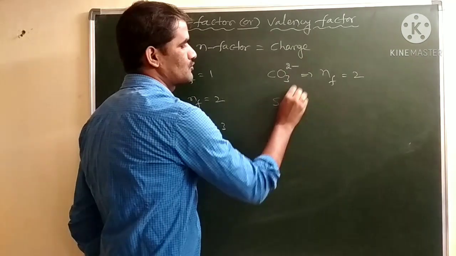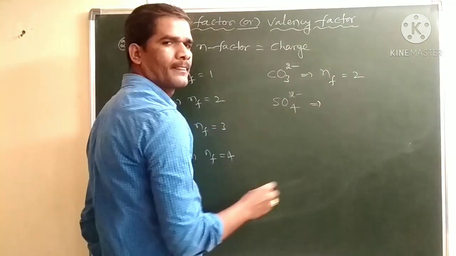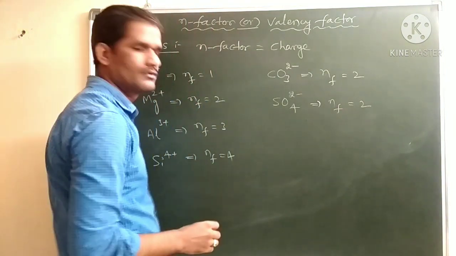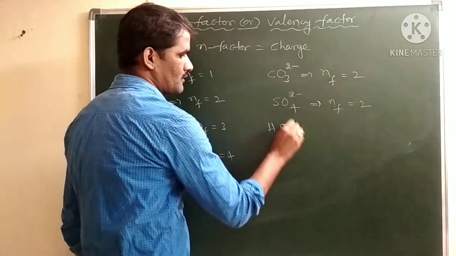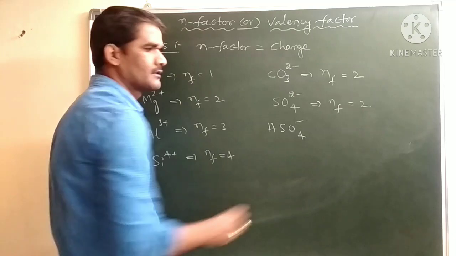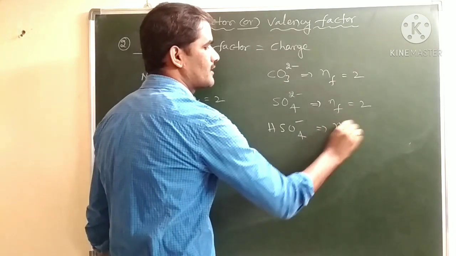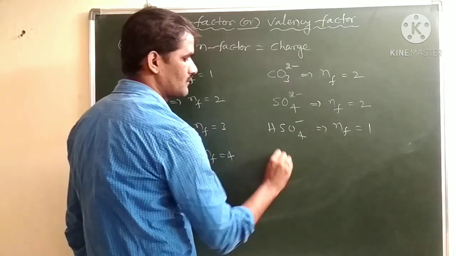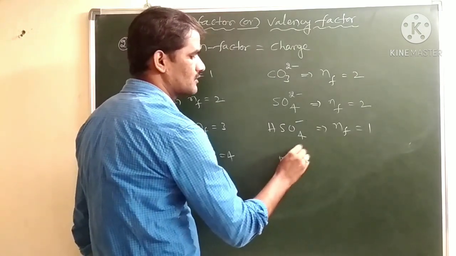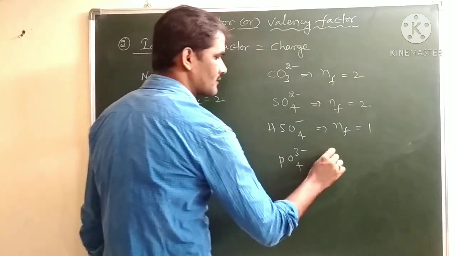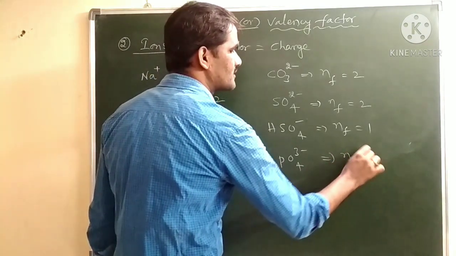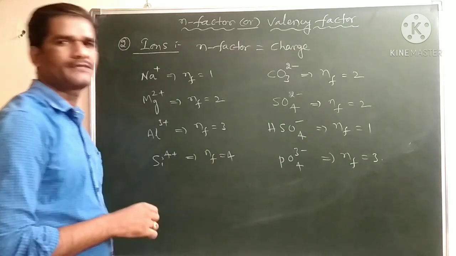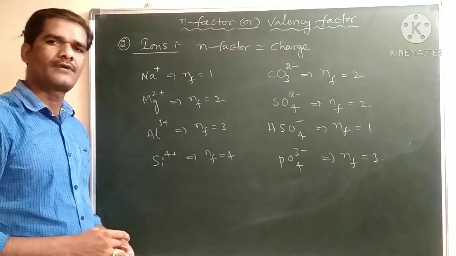Similarly, SO4 2 minus, and here the N factor, the charge carried, is 2. HSO4 minus, and here N factor is 1, only one negative charge. PO4 3 minus, and here N factor is equal to 3. So on. Like this we can calculate N factor for ions.